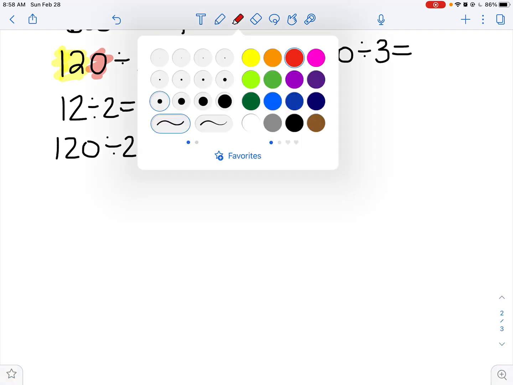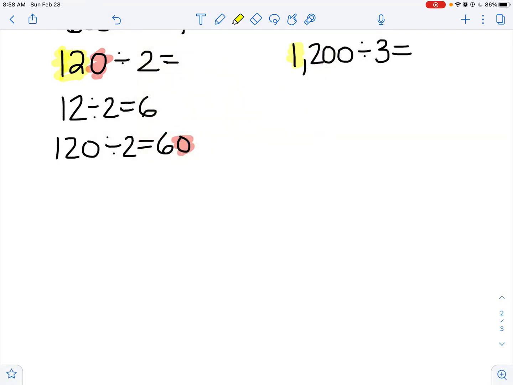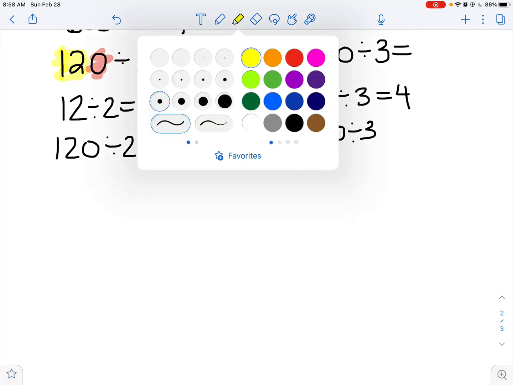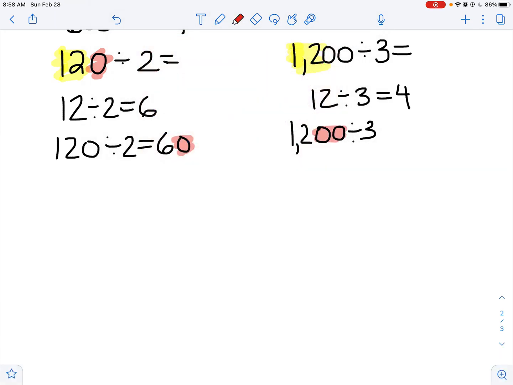1,200 divided by 3. Once again, I can't do 1 divided by 3, so I'm going to look next door. I've got 12. I do know 12 divided by 3 is 4. So if I shift it over by 2 place values, I'm going to have 400 as my quotient. Shifting those place values over, okay?